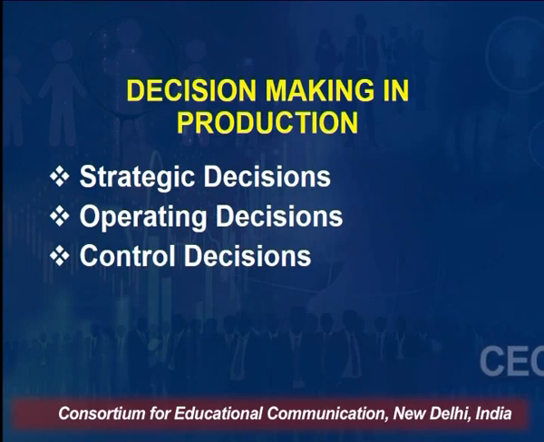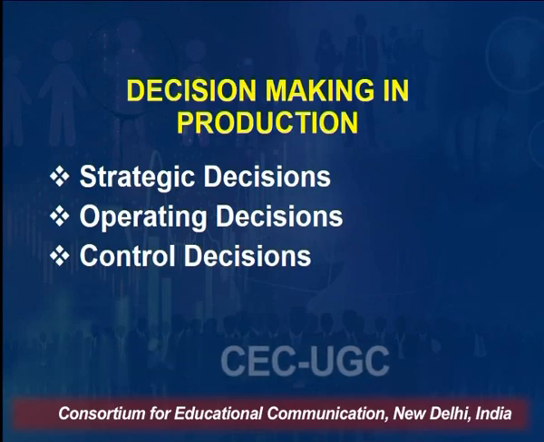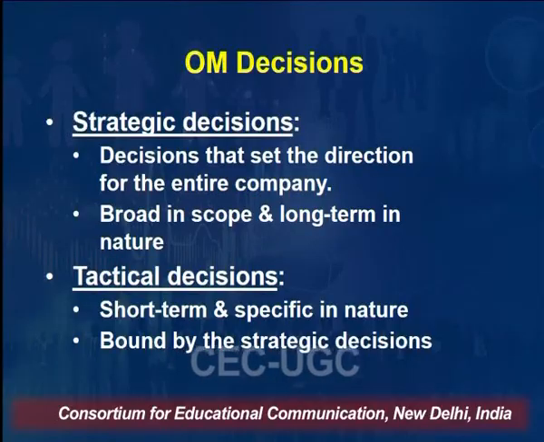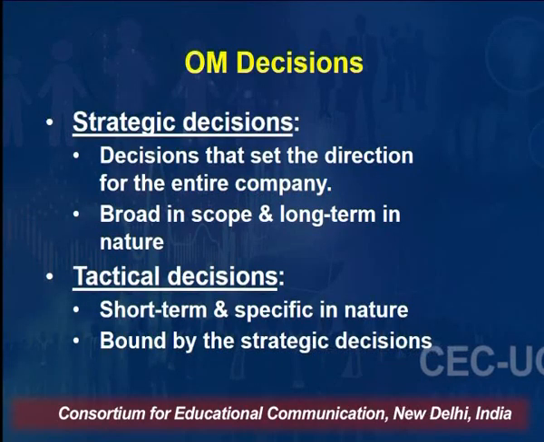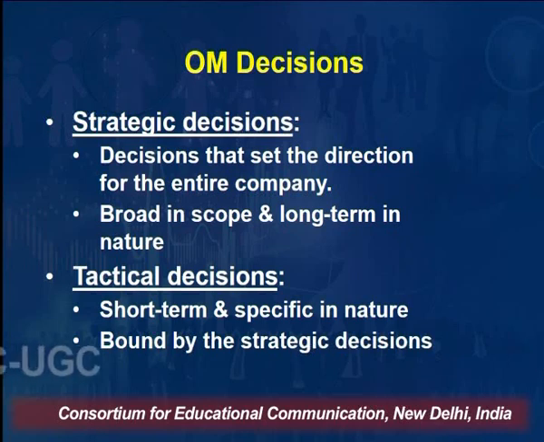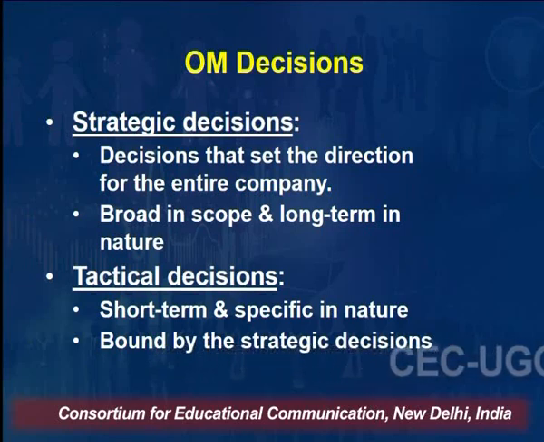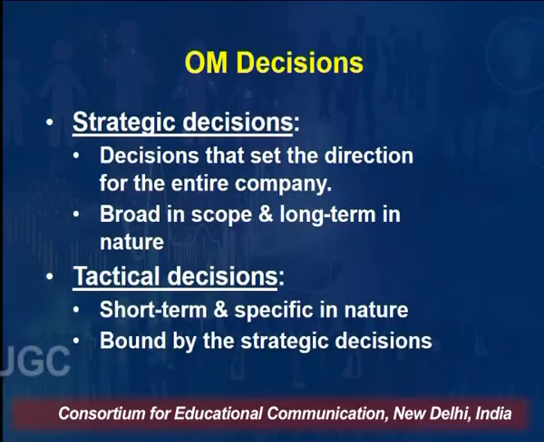Okay, so there are three levels of decisions: strategic decisions, operating decisions, and control decisions in production and operations management. Let us talk further about strategic decisions. What are strategic decisions? Strategic decisions are those decisions that set the direction for the entire company. So they are broad in scope and long-term in nature. Strategic decisions mean long-term decisions. Where do you see your organization 10 years from now, 15 years from now, 20 years from now, and maybe even 50 years from now?